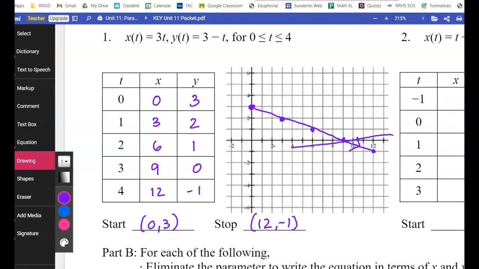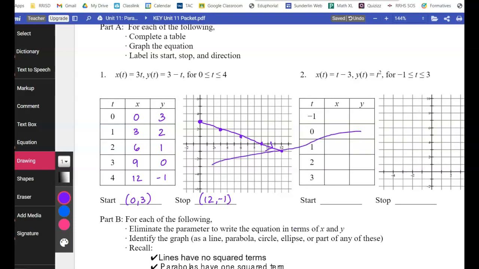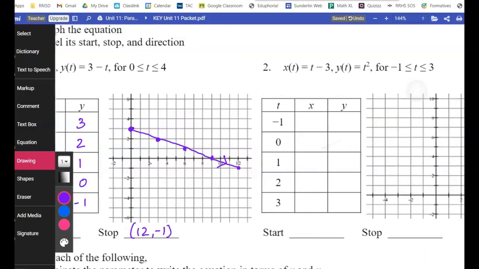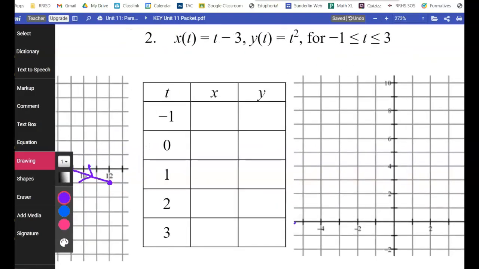Okay, so let's do one more. Again, it's the same process. We're taking our t values and plugging them into our parametrics to find our coordinate points. So I plug in -1 for t into my x parametric, and I get -4. -1 squared is 1. 0 minus 3 is -3. 0 squared is 0. 1 minus 3 is -2. 1 squared is 1. 2 minus 3 is -1. 2 squared is 4. And 3 minus 3 is 0. And 3 squared is 9.